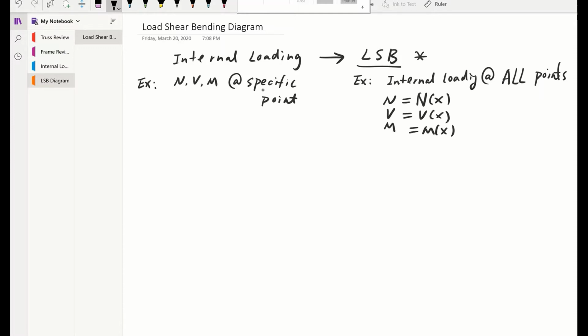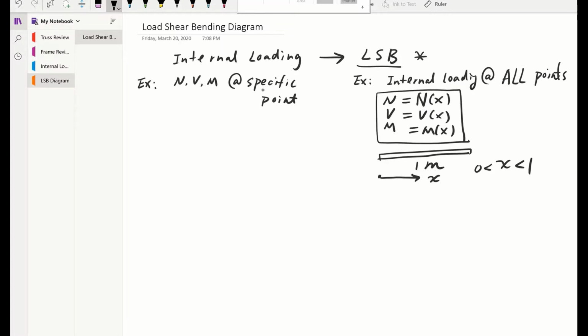So where's the X? For example, you have a beam. It's 1 meter long, and X is always defined with the left as origin. So in this situation, our X range is from 0 to 1, right? If we get an expression for all the points between 0 and 1, you've got internal loading for every single point. That's called the analytical approach. So today we're going to look at the load shear bending diagram, analytical approach.